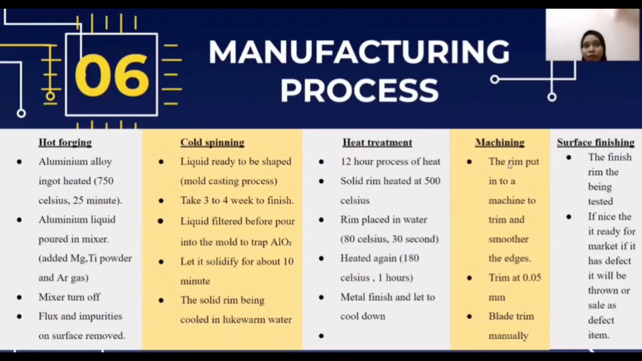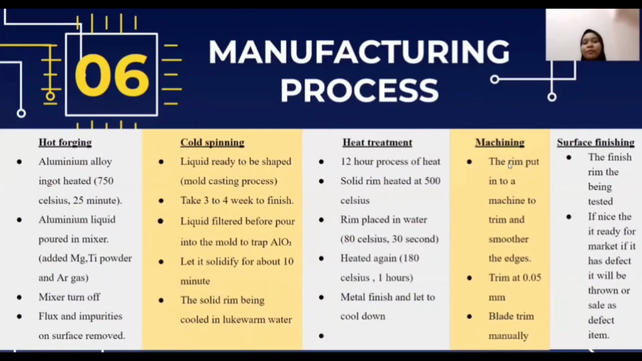After it becomes a solid rim, it will undergo the heat treatment process. This heat treatment will be about a 12-hour process of heat. The first one, the solid rim will be heated at 500 degrees Celsius. This is in order to make sure the molecules become a solid molecular shape and become stronger. After that, the rim will be placed in water at 800 degrees Celsius for 30 seconds. This is known as the quenching process. In this process, the molecules will lock together after being heated. Then it is heated again at 100 degrees Celsius for an hour. This is the final step in the heat treatment. Then the metal is cooled down.